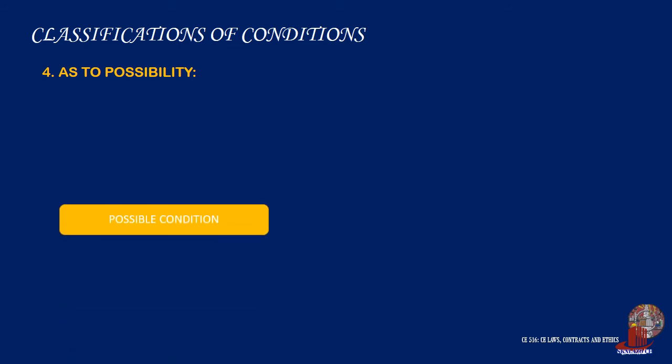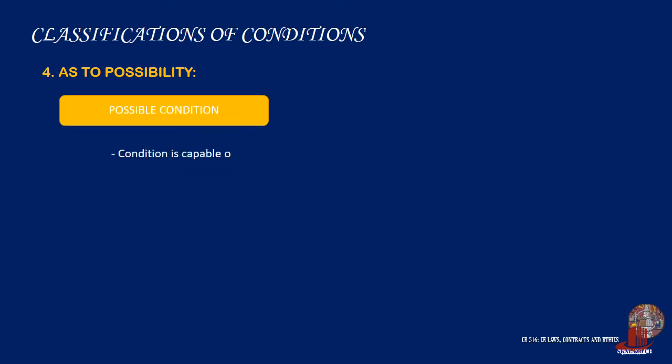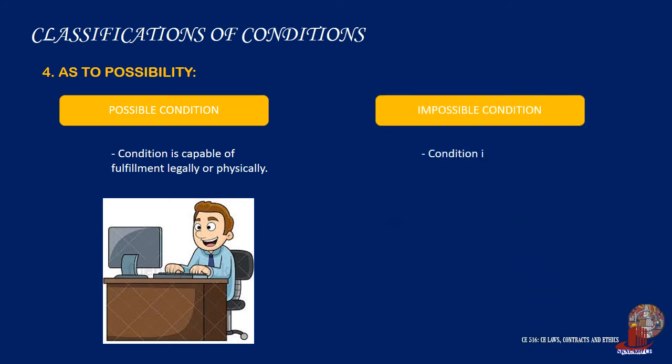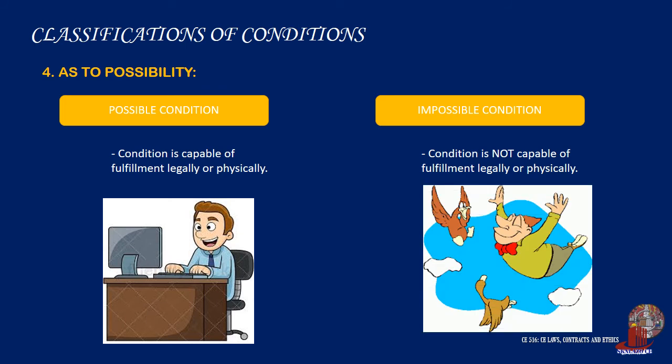Another classification of conditions would be as to its possibility. First one would be possible condition, where it is capable of fulfillment legally and physically, such as when you are asked to do some paperwork. Another would be your impossible condition, which is not capable of fulfillment legally or physically, just like when you are asked to fly.